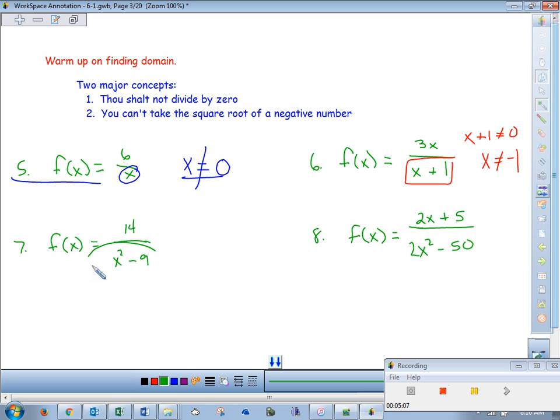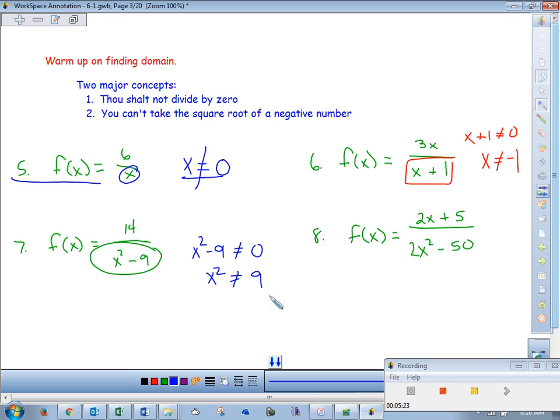Ooh, this guy. Are there x's in the denominator? So I want to say this: x squared minus 9 cannot equal 0. Correct? Solve for x squared.